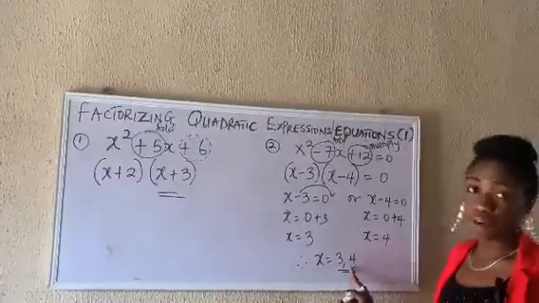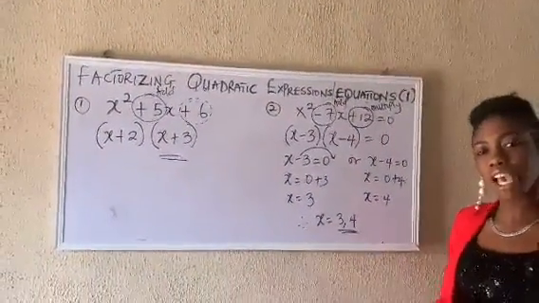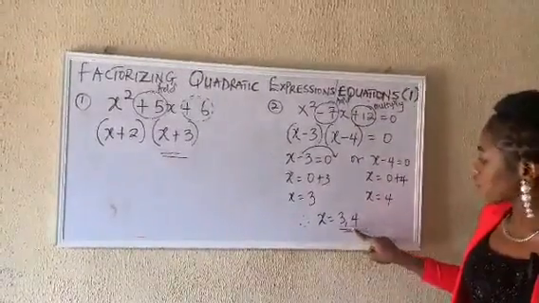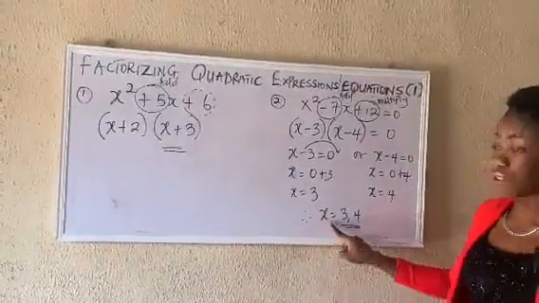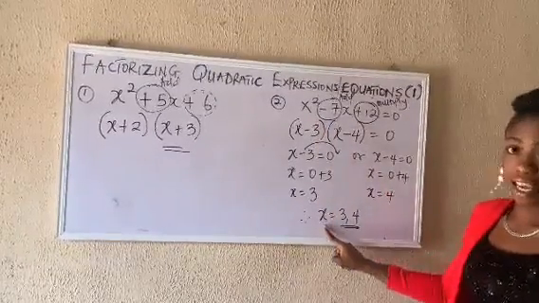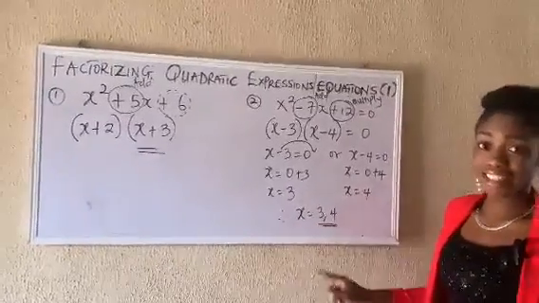Now, these 3 or 4 are also what we call the zeros. Because some questions may ask you to find the zeros of the equation. So when you're asked to find the zeros, it's the same thing as finding the values of that unknown. In this question, the unknown is x. It can also be said to be finding the values of x.